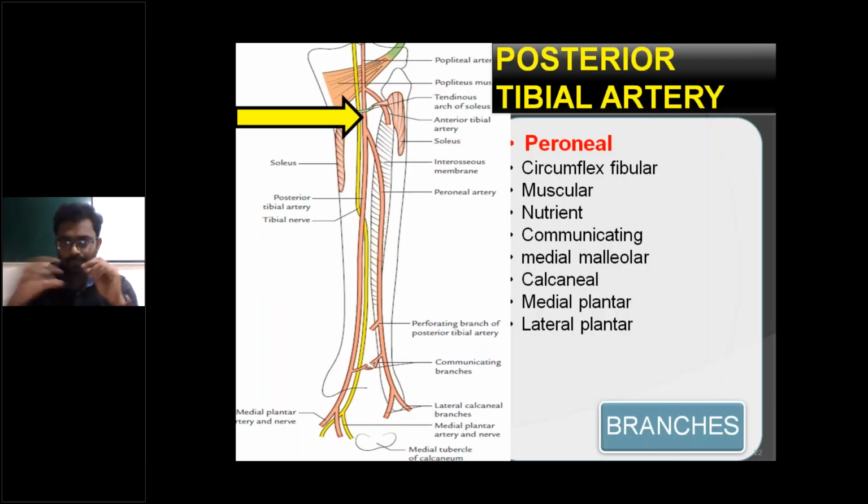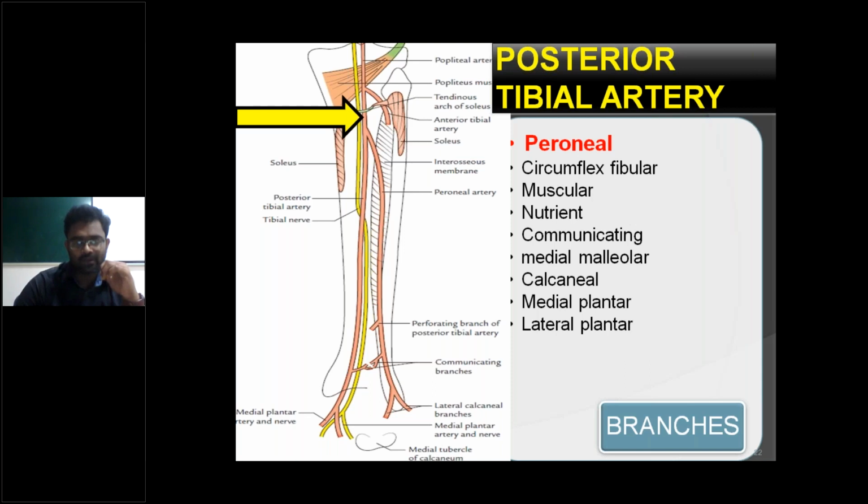Then what are the branches of the posterior tibial artery? Number one, peroneal artery. Here in this picture, this is the posterior tibial artery and this is the peroneal artery. The peroneal artery, a branch of the posterior tibial artery, accompanies the medial crest of the fibula and terminates into lateral calcaneal branches. These lateral calcaneal branches participate in the lateral malleolar network.